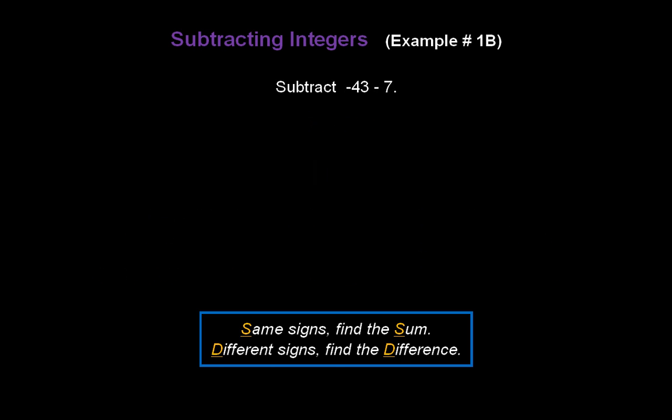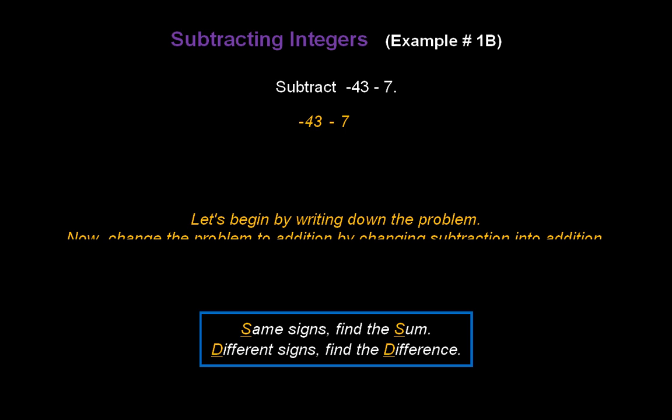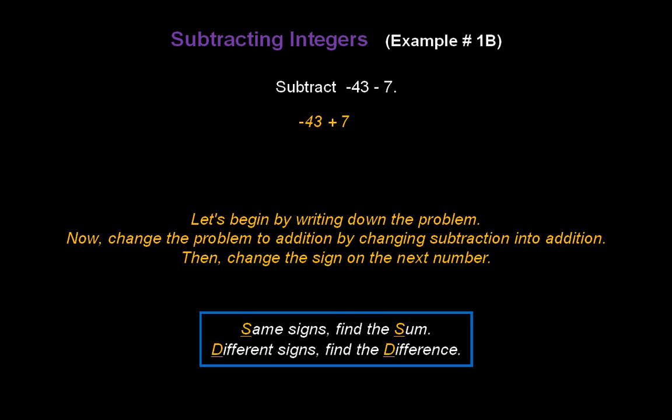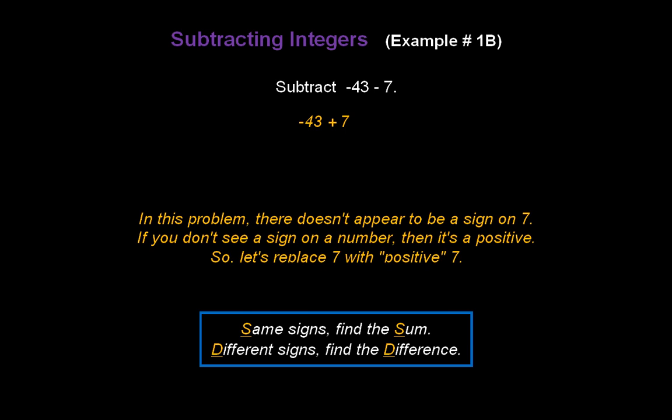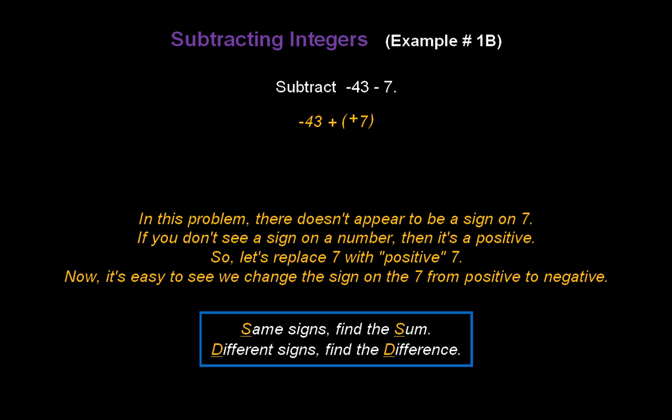Let's subtract negative 43 minus 7. Let's begin by writing down the problem: negative 43 minus 7. Now change the problem to addition by changing subtraction into addition. Then change the sign on the next number. Now in this problem there doesn't appear to be a sign on 7. If you don't see a sign on a number, then it's a positive number. So for clarity, let's go ahead and replace 7 with positive 7, just like this. When we do that, it's easy to see we change the sign on the 7 from positive to negative.